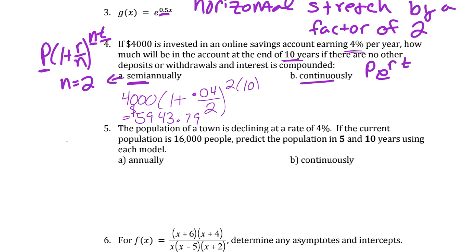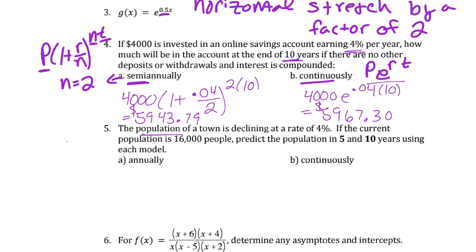Now, if it's continuous, we need to use our PERT equation. So 4,000 times e to the rate, which is still 0.04, times your time, which is still 10 years. You put that one in your calculator, and you get 5,967.30. So you gain just a little bit more if it was continuous.